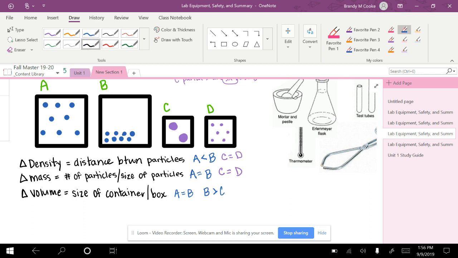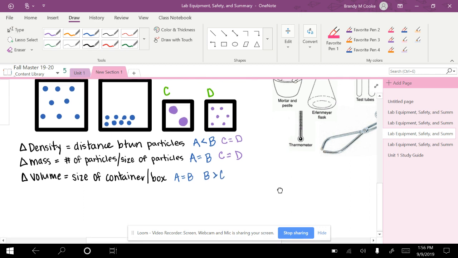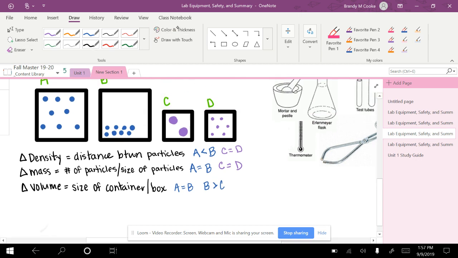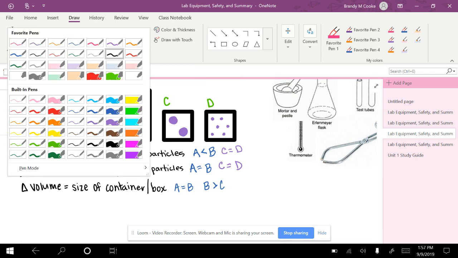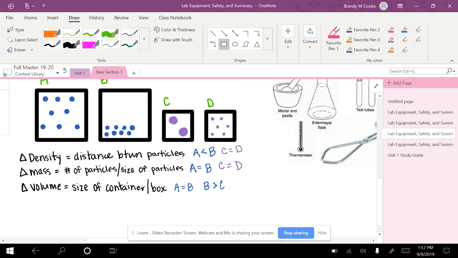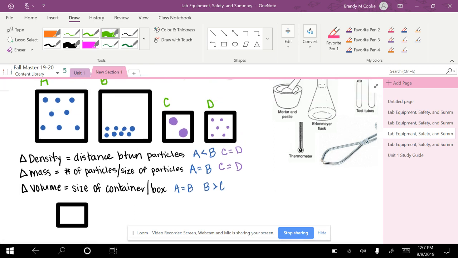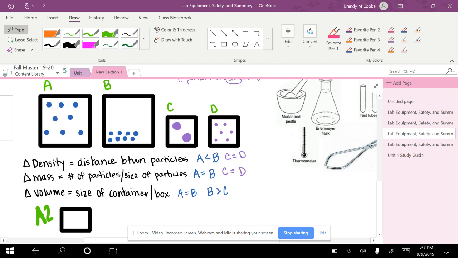So let's just say, for example, substance A. I'm going to tell you that it's a gas, okay? And we took this gas and we squished the box. We changed the volume. We decreased that volume. So now this is the volume of our box. So this is A2. And I want to know what happens to the density.